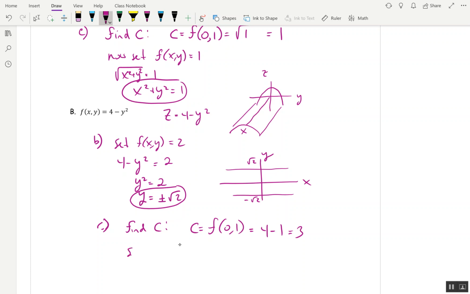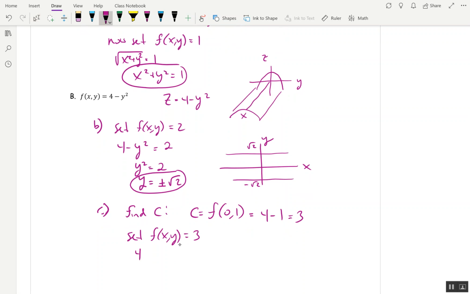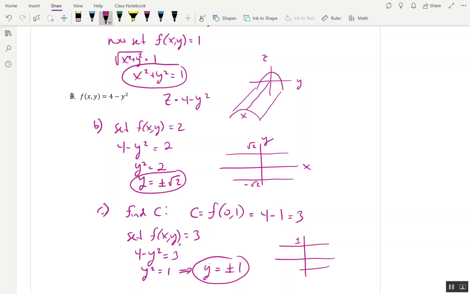So now set f of x, y equal to 3. Okay, so we set 4 minus y squared equal to 3. And that gives me y squared is 1. So y is plus or minus 1. So that's 2 parallel lines. Here's 1. Here's negative 1. Looks a lot like the one above.